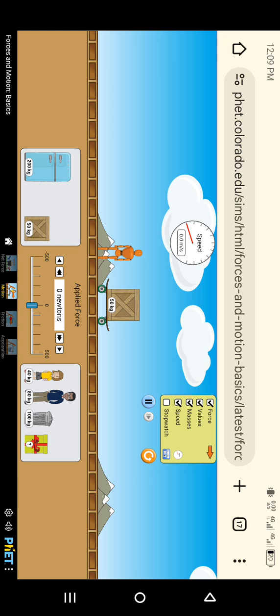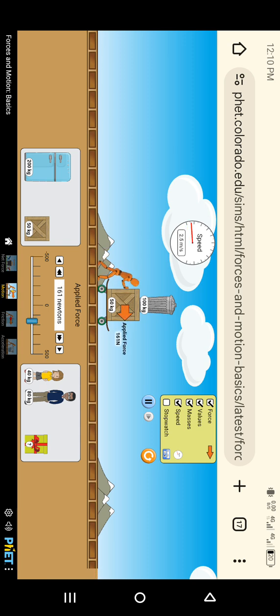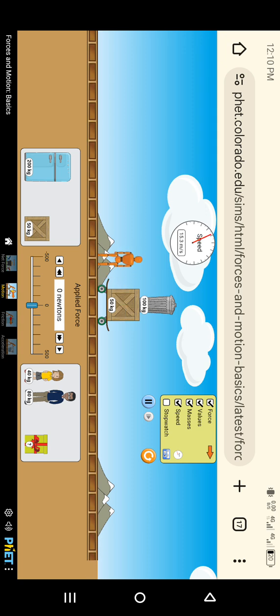What if we increase the mass? If I put another mass here, it is now 150 newtons, and I apply the same force. Now you can see the speed is very, very slow. It moves very slowly. So this means the mass increases but the acceleration decreases. Now you can see the second law of Newton.